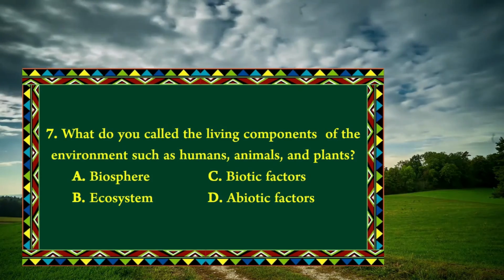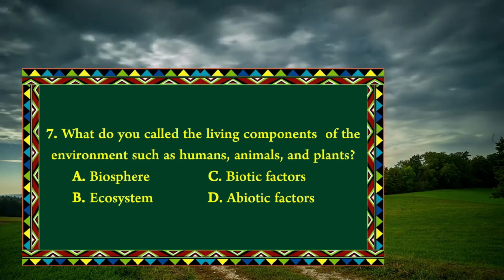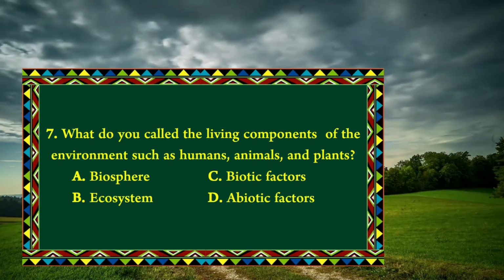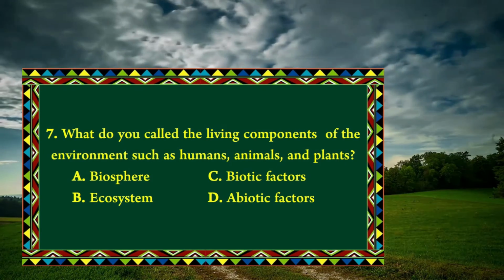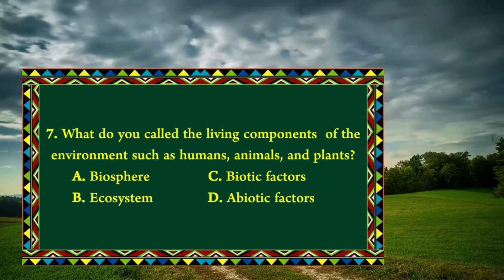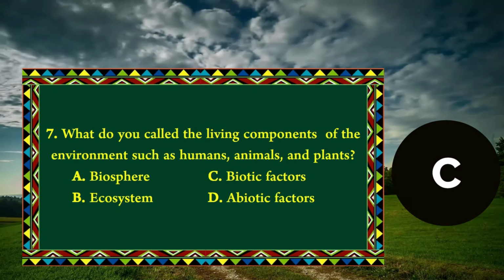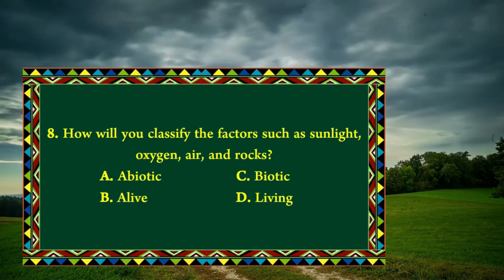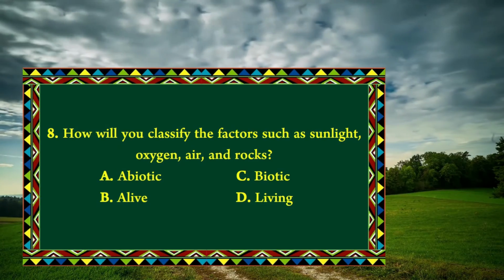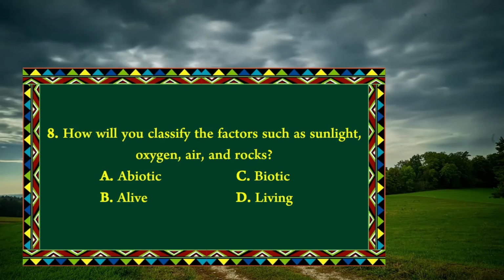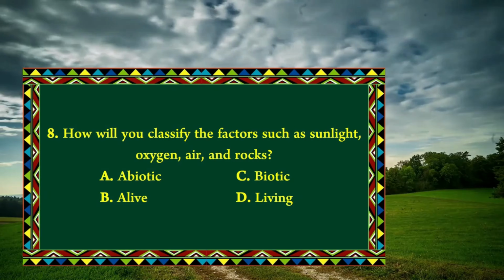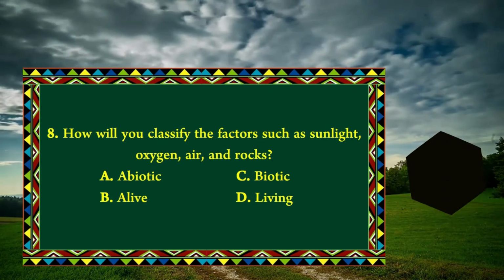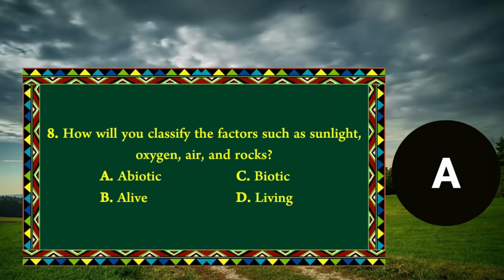Number 7. What do you call the living components of the environment such as humans, animals, and plants? A. Biosphere. B. Ecosystem. C. Biotic factors. D. Abiotic factors. What is your answer? That's right. The answer is letter C, biotic factors. Number 8. How will you classify the factors such as sunlight, oxygen, air, and rocks? A. Abiotic. B. Alive. C. Biotic. Letter D. Living. What is your answer? Correct! The answer is letter A. Abiotic.